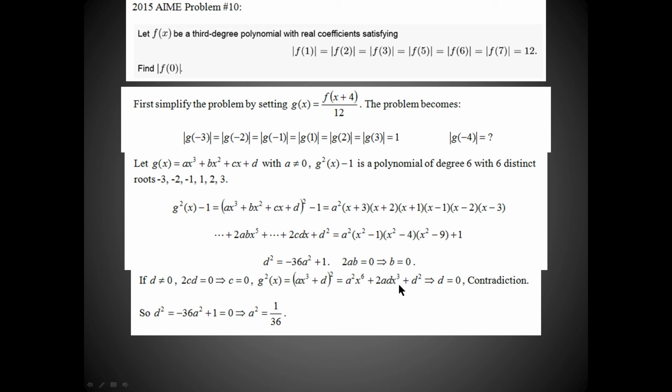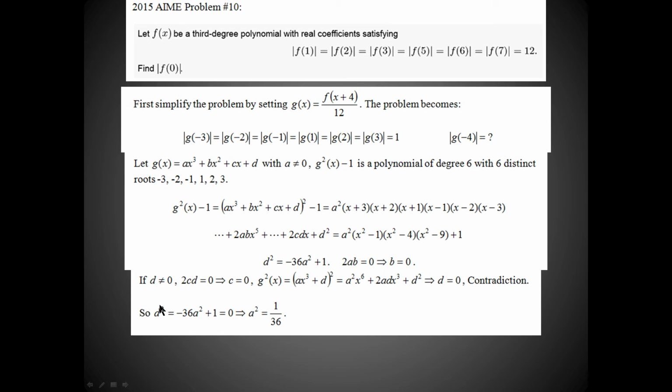Then you see that the x cubed term should also be 0. So 2ad equals 0. This means d must be 0. 2ad equals 0, but a is not 0. So we got d equals 0, a contradiction. We start from d not equal to 0, and we got d equals 0. This contradiction says d cannot be nonzero.